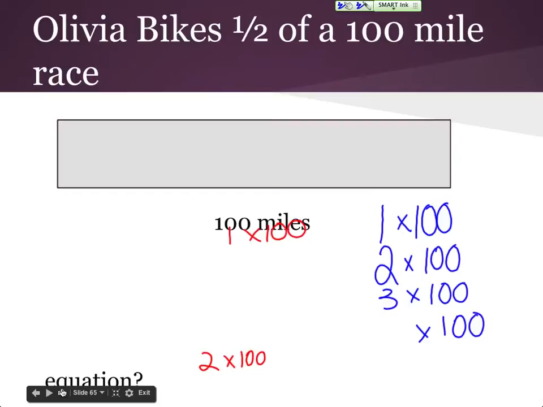2.5. Are you guys playing with me? No. How much did she travel? I don't know. Oh, so it's 250. What? It's half of 100. I'm half confused. She traveled half of a 100 race.